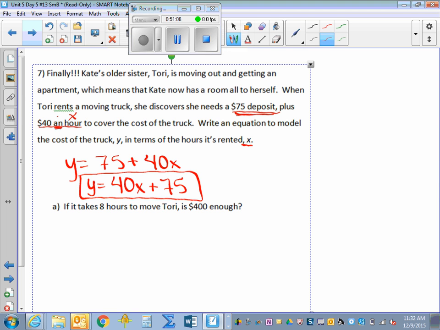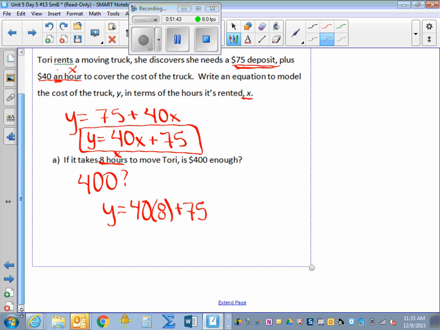That's our equation. Alright, if it takes 8 hours to move Tori, is $400 enough? So the total cost being $400, is that going to be enough? Alright, so our equation is y equals 40 times x plus 75. And they told us it takes 8 hours. Hours is x, so we take 8 and put that in for x. So 40 times 8 plus 75.